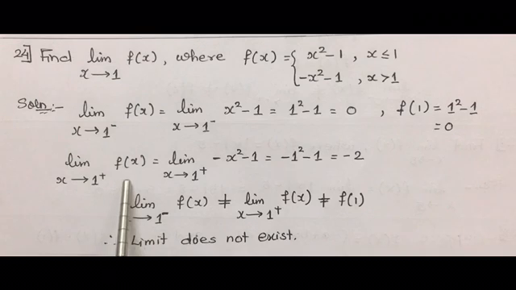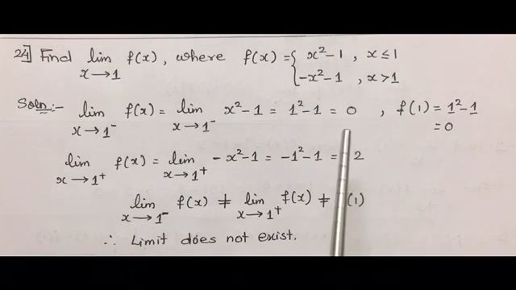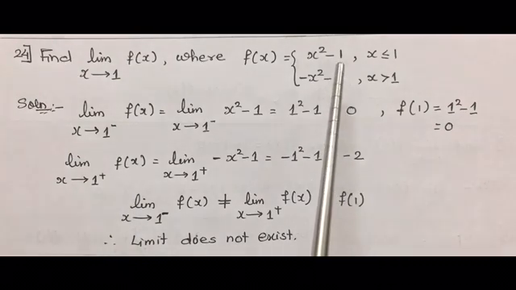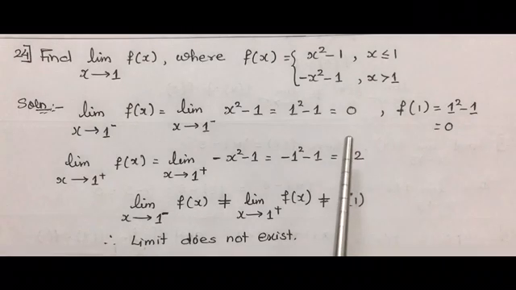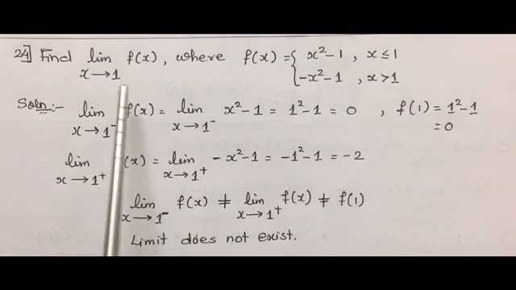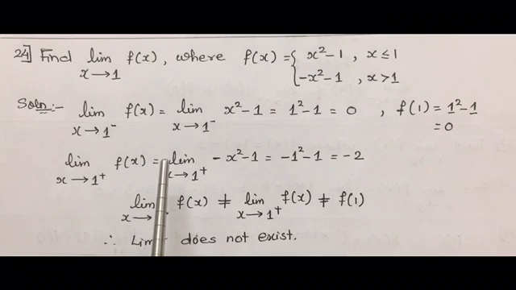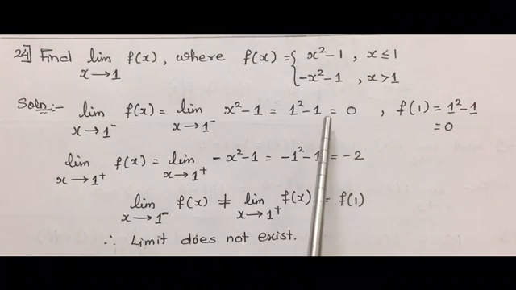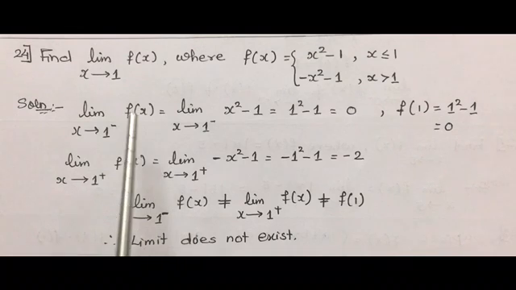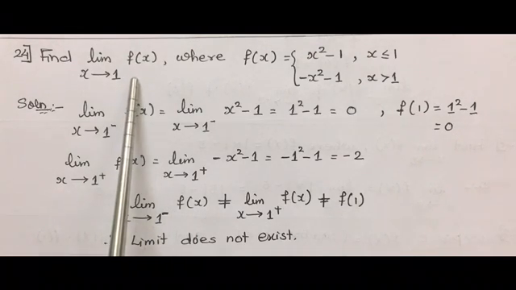If in both the cases the answer is same, then the limit x tends to 1 of f(x) will exist. If both give different answers, then the limit will not exist.